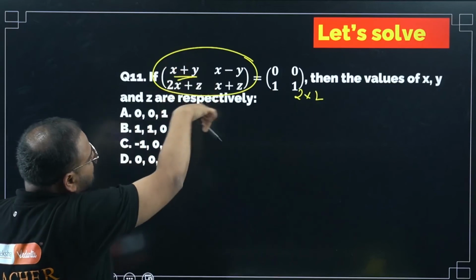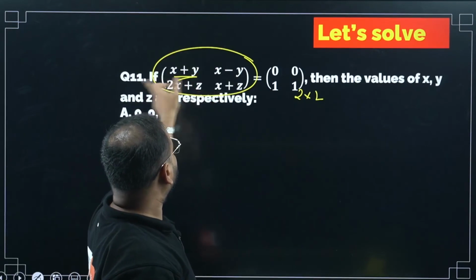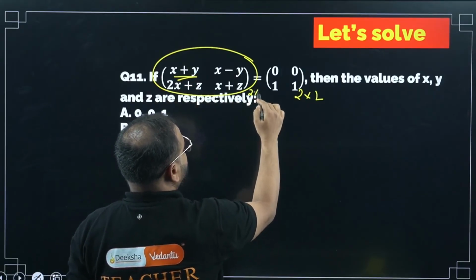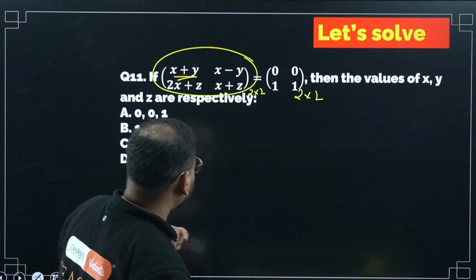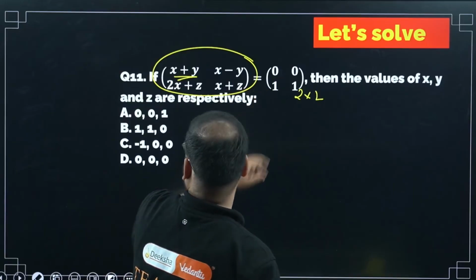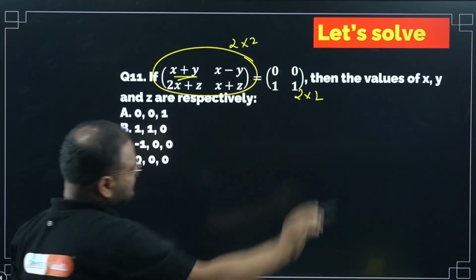Again, the number of rows is 2 and the number of columns is also 2. So like this, 1, 2, 1, 2. So 2 cross 2 is there. Over here also 2 cross 2. No problem. Not visible? I'll write it here. What is the order? 2 cross 2 only. So the order is the same.